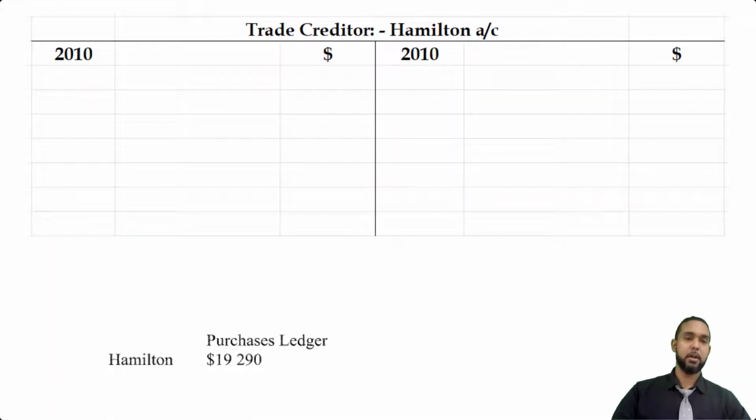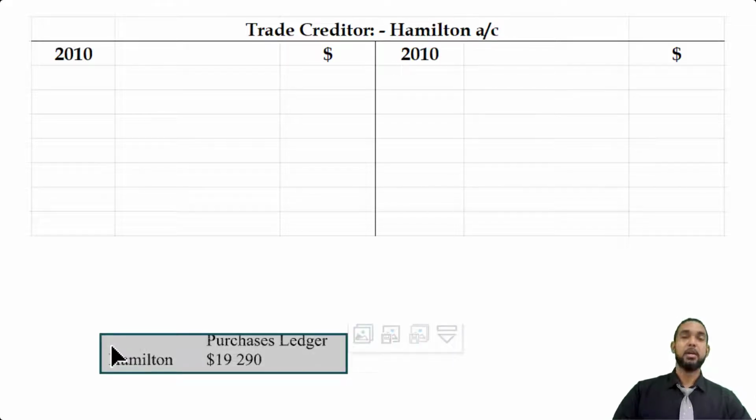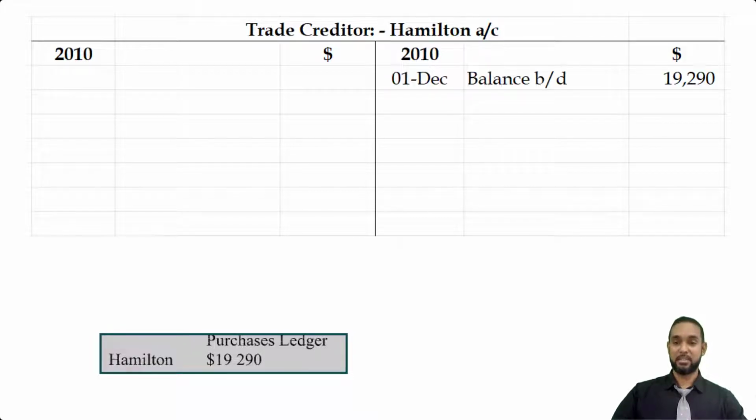So we're going to go back up to the opening balance for Hamilton, which we will see is 19,290. Now, Hamilton is a creditor. That's a liability, which has the opposite rules, double entry rules, relative to assets. So Hamilton's opening balance will be on the credit side because liabilities have credit balances.